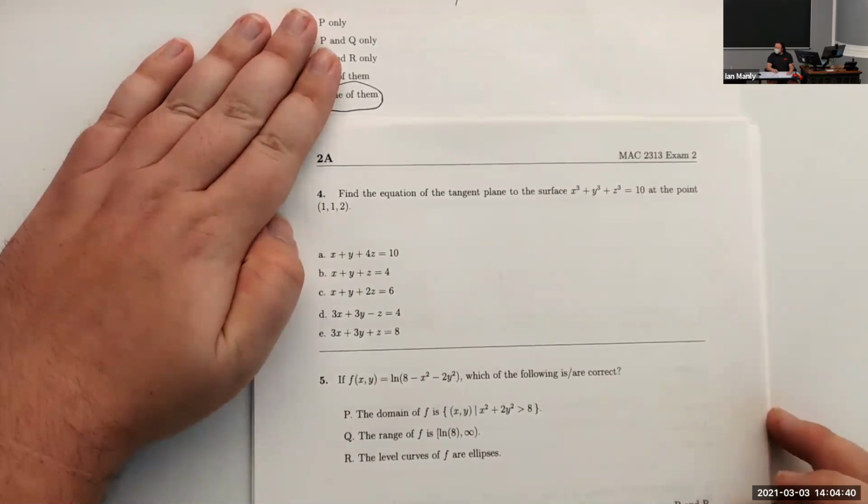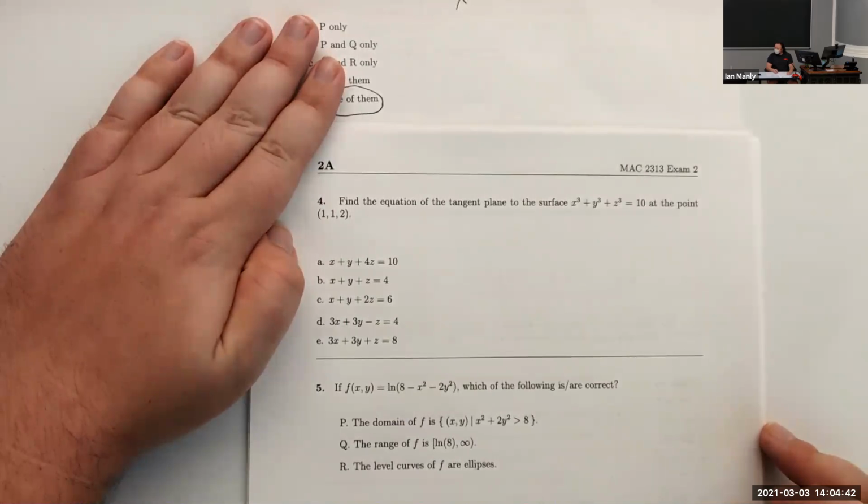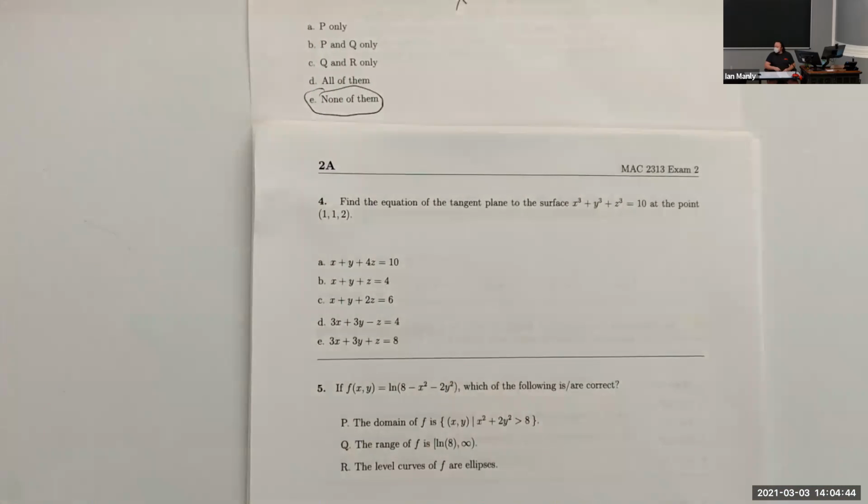All right, let's move on to our next one here. Find the equation of the tangent plane to the surface x cubed plus y cubed plus z cubed is 10 at the point 1, 1, 2.